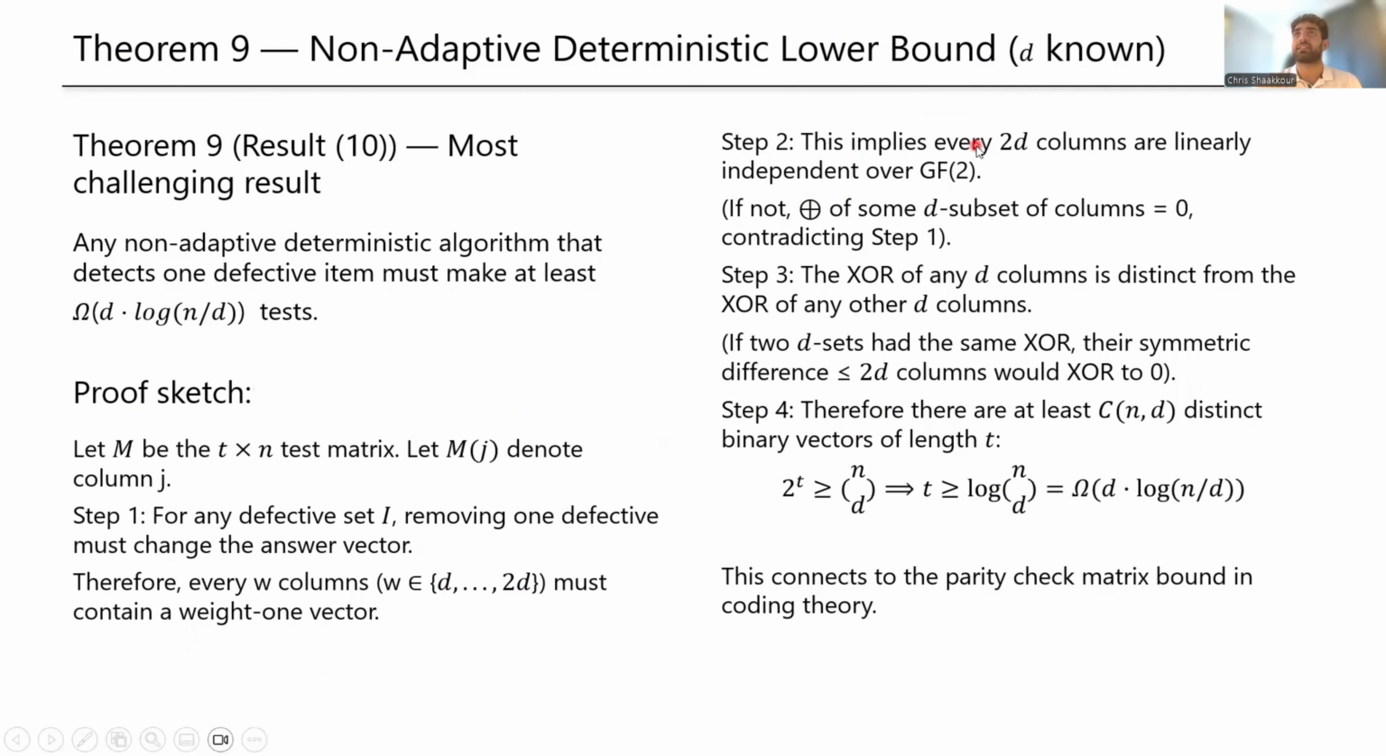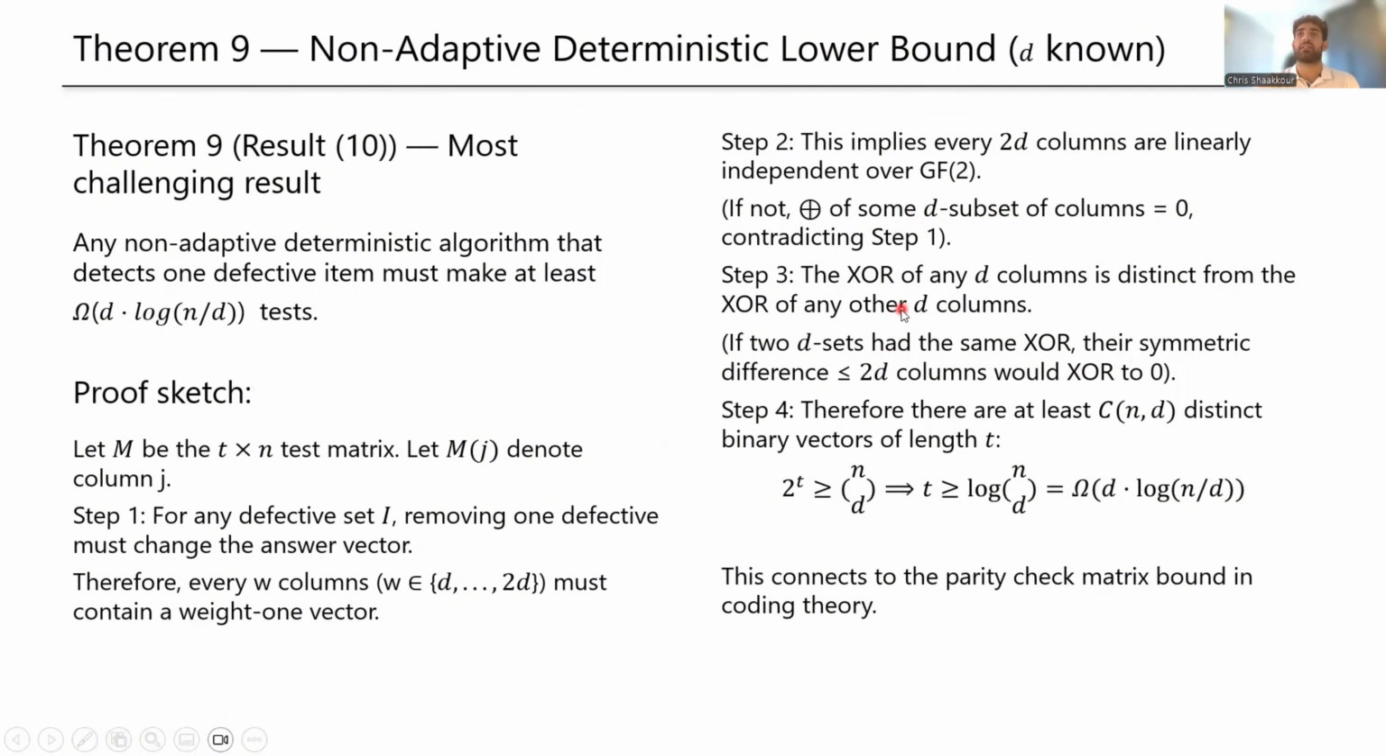So now in step 2, this implies every 2D columns are linearly independent over GF(2). Otherwise, the XOR of some subset of columns equals 0, contradicting step number 1, okay? And step number 3 says that the XOR of any D columns is distinct from the XOR of any other D columns. So if we take the first 5 columns and any other 5 columns, the XOR between them is distinct, so it is not 0. There is a difference between these tests. And it says that if two D-sets had the same XOR, their symmetric difference, which is at most 2D columns, would XOR to 0. Okay.